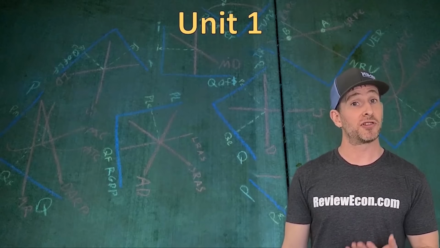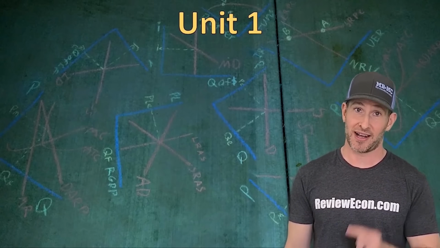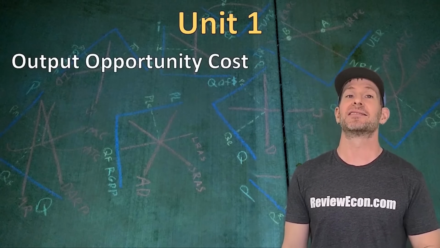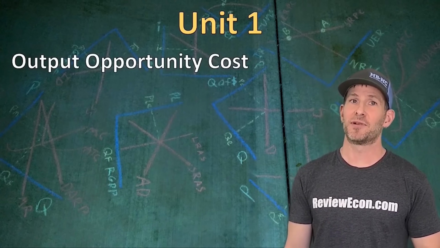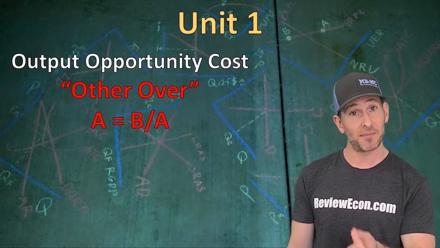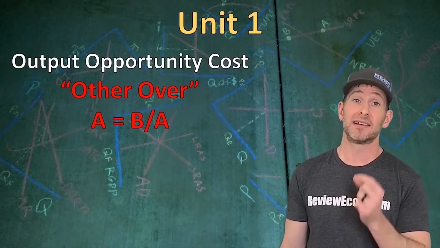There are two types of problems you could get when it comes to calculating opportunity costs for comparative advantage. One is an output problem and the other is an input problem. Let's look at output first. The formula for outputs is the "other over" formula. That means the opportunity cost of A is the numbers you have for the other one, B, divided by A.